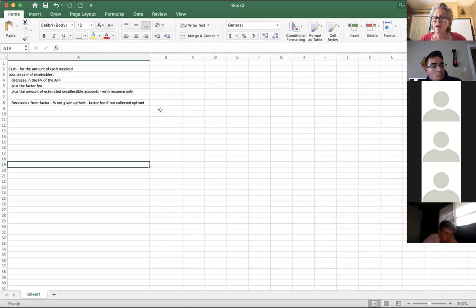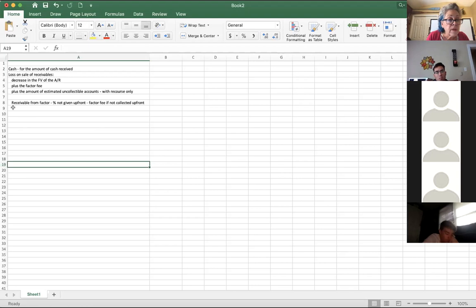Sometimes they will wait and collect the factor fee from the remaining amount that is going to be distributed later on. In other words, we see in this problem that they advanced 90%. So the 10% that is not advanced, they can either take the factor fee out of the 90%, or they could take the factor fee out of the 10%. It depends on the verbiage of the contract, okay?